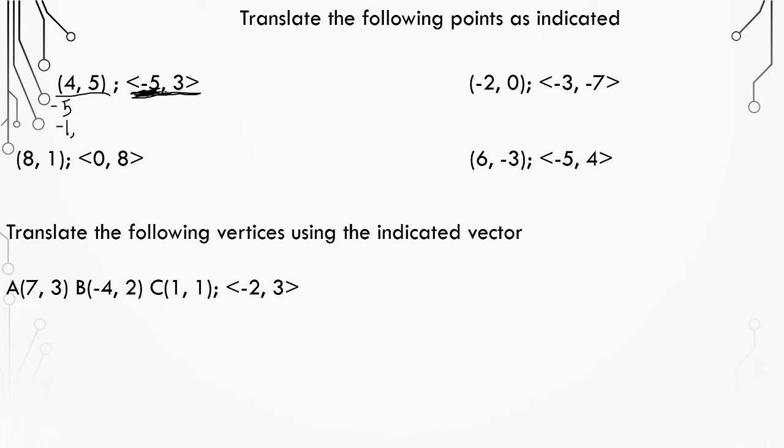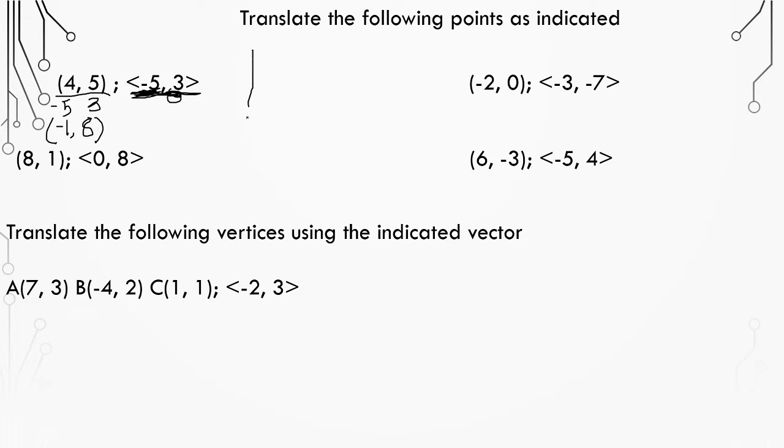And then you take your second number, the 3 here, and you add or subtract it to the second number in your point. So 5 plus 3 is 8. Obviously, if it's positive, you add it. If it's negative, you subtract it. And so my new point would be negative 1, 8. That is 5 spots to the left and 3 spots up, right? If I'm at 5 and I go 3 spots up, I'm going to be at 8. If I'm at 4 and I go 5 spots left, I'm going to be at negative 1.